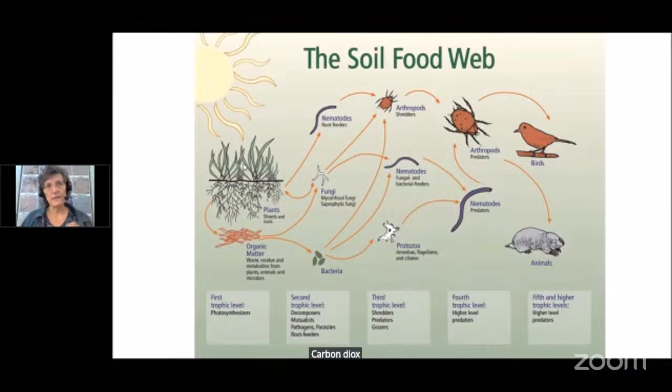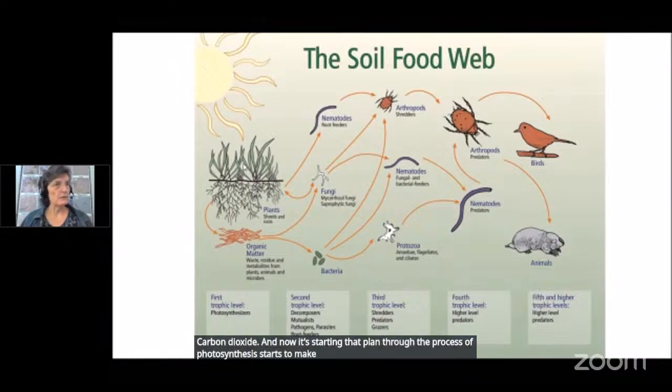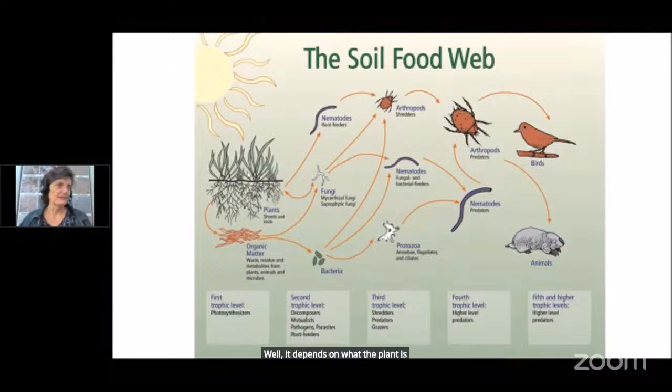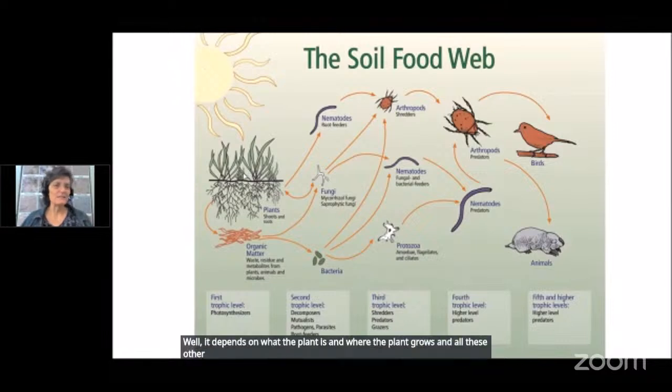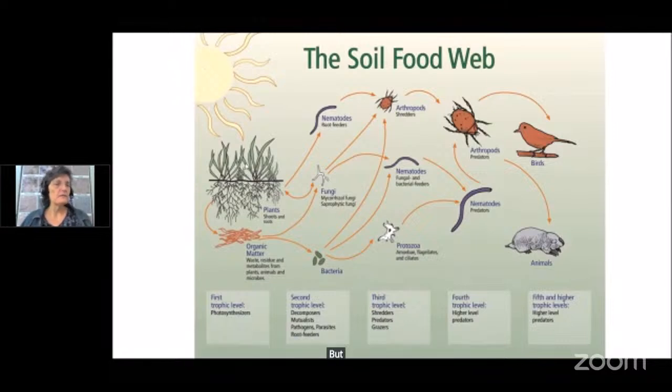And now it's starting, that plant, through the process of photosynthesis, starts to make a chain of carbons. And that's what we call sugar. Those sugars, how long is that sugar going to be? How many branches is that sugar going to have? How complex? Well, it depends on what the plant is and where the plant grows and all these other factors of environment. But all plants will then take that sugar and send it down into the root system, because that's where the sugar has to pick up all the other nutrients that that plant requires.